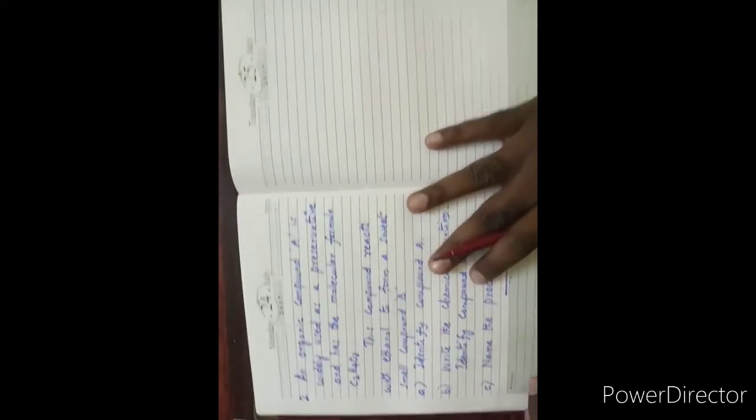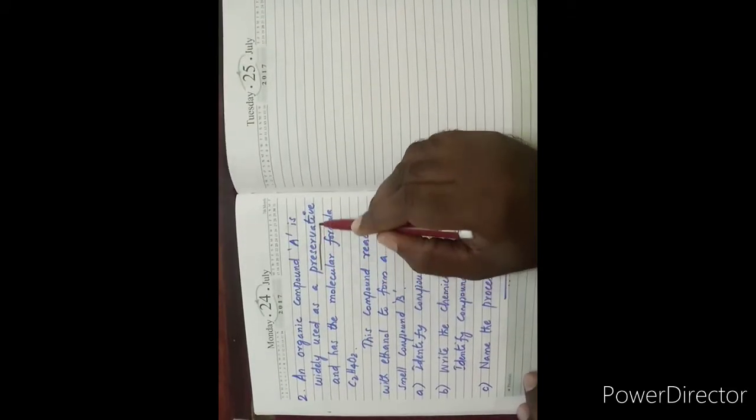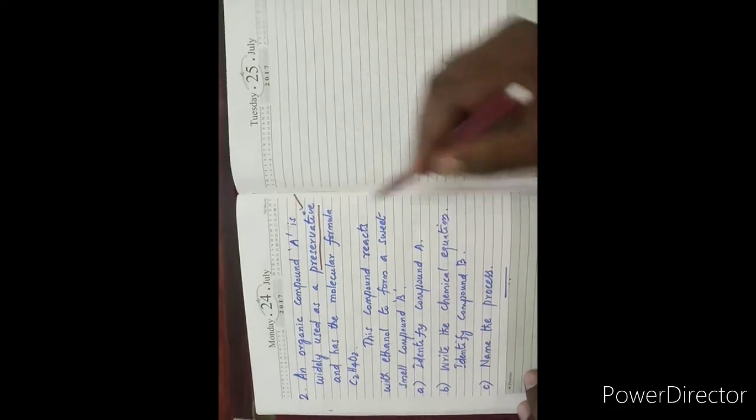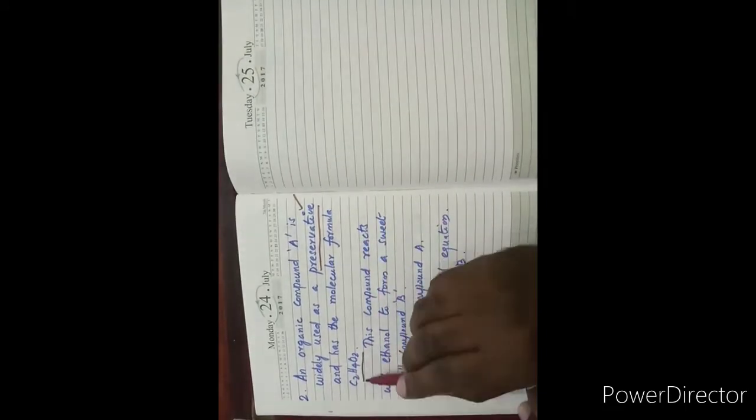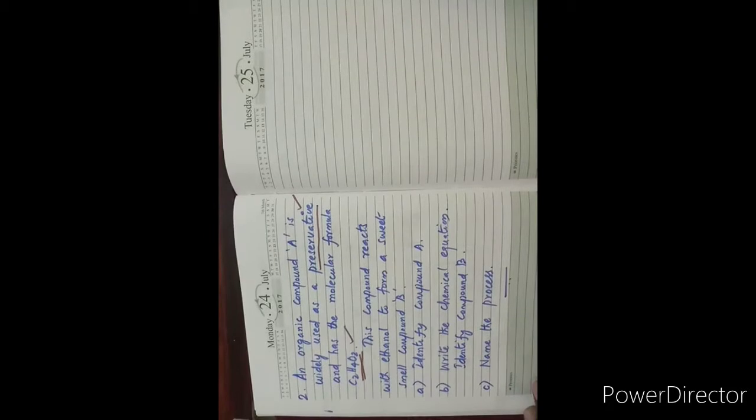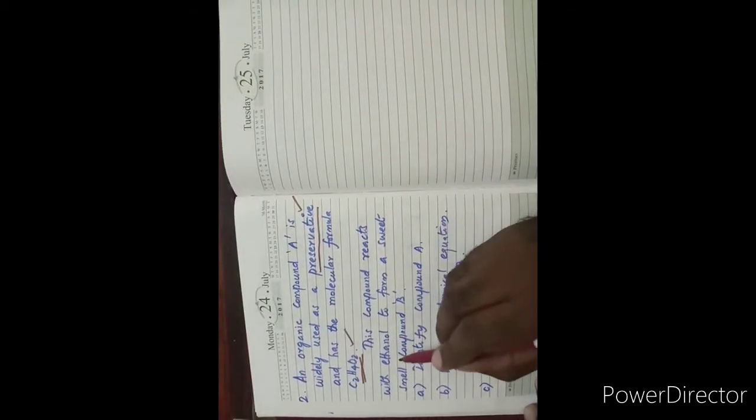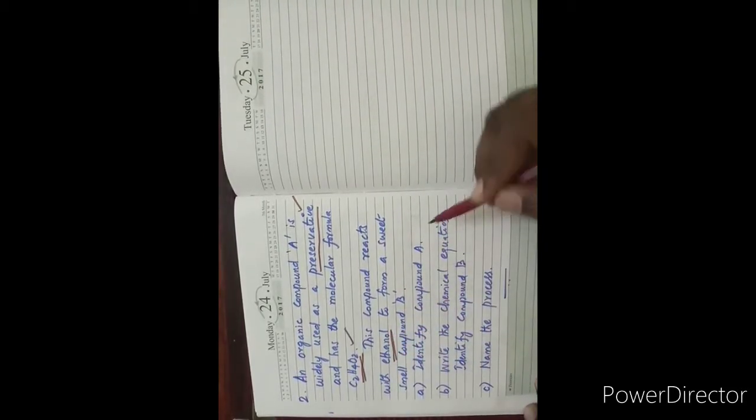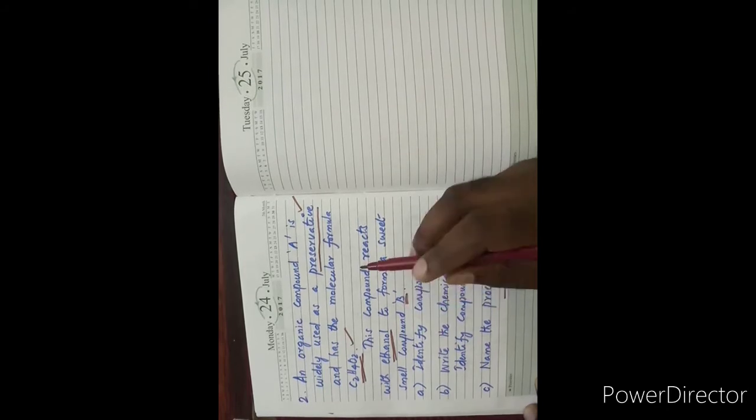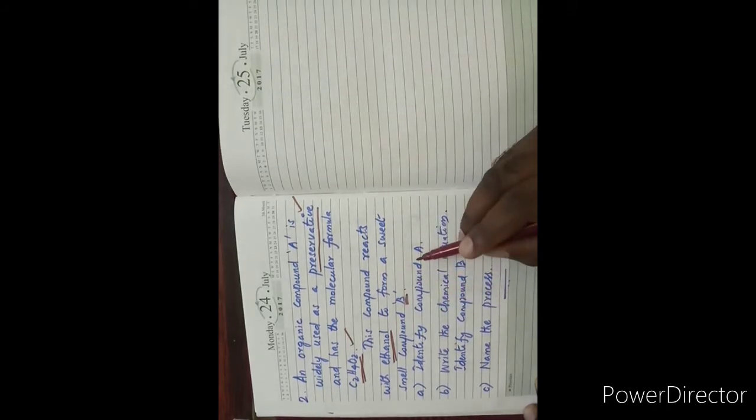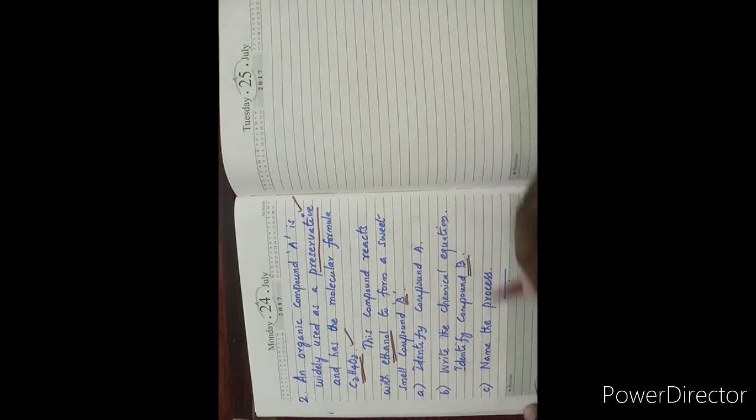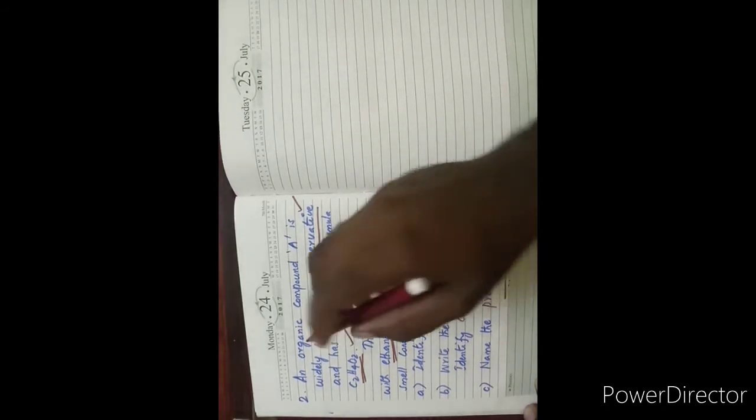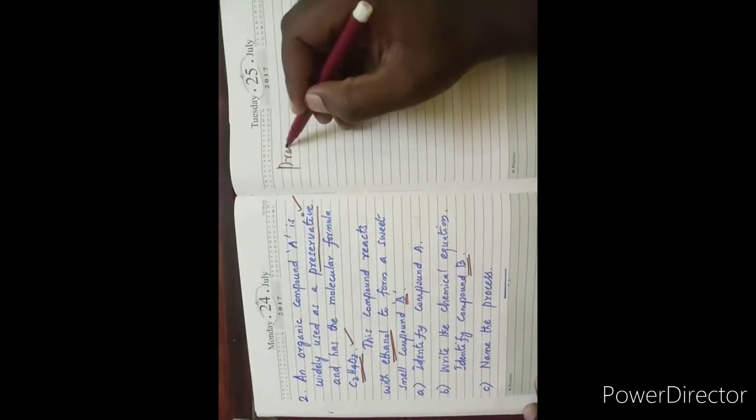I go for the second question. An organic compound A is widely used as a preservative. So preservative is a clue here, and it has the molecular formula C2H4O2. When this compound reacts with ethanol, so this is the third clue, it forms a compound B. So what is the question? We have to find compound A, then the chemical reaction and its equation to find compound B, then name the process.